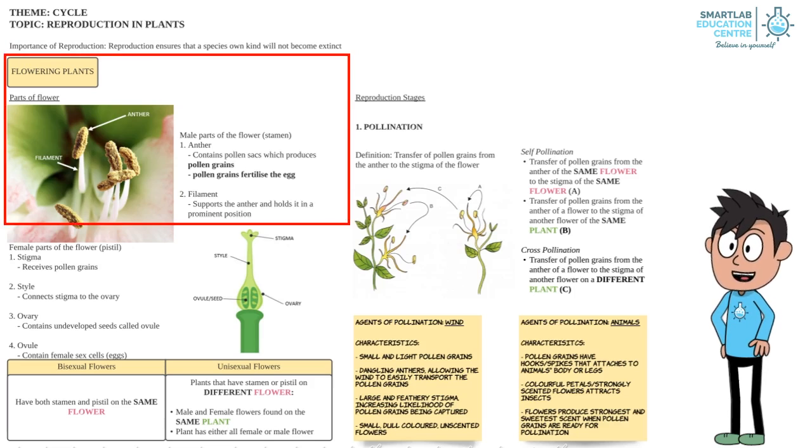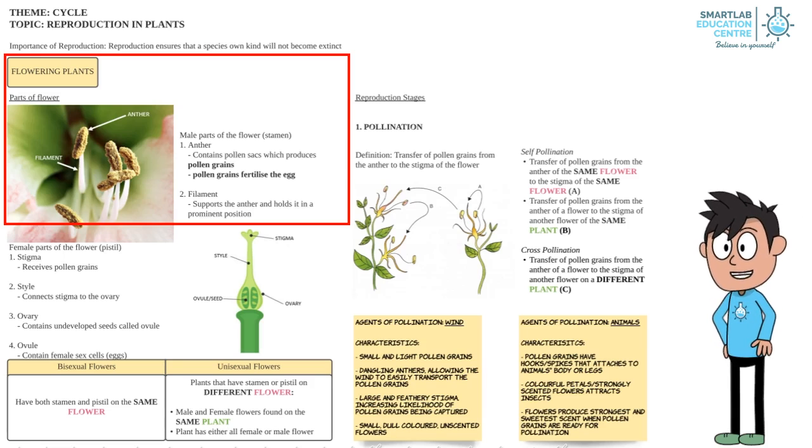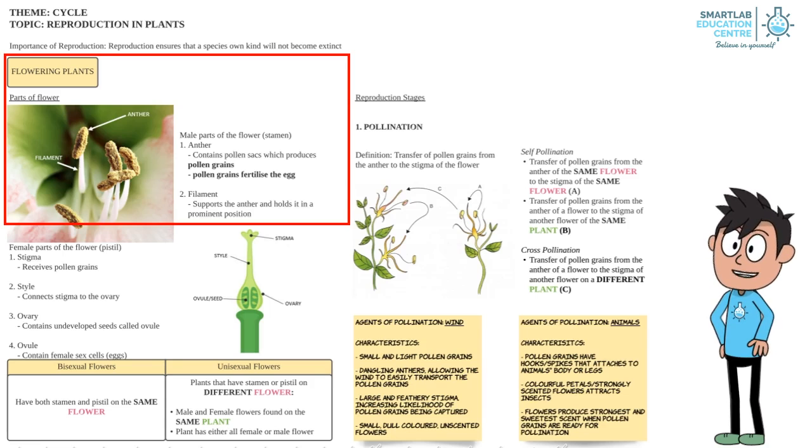Let's look at the male parts of a flower. The anther contains pollen sacs which produce pollen grains that fertilize the egg. The filament supports the anther and holds it in a prominent position.